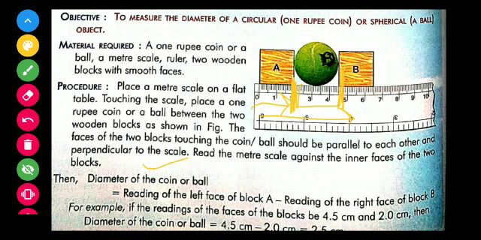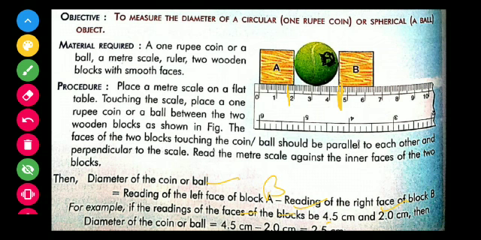For example, the reading of the left side of block B is 4.5, and the reading of the right side of block A is 2 centimeter. So what is the difference? 4.5 minus 2 centimeter, that is 2.5 centimeter. So this is the diameter of the spherical body.